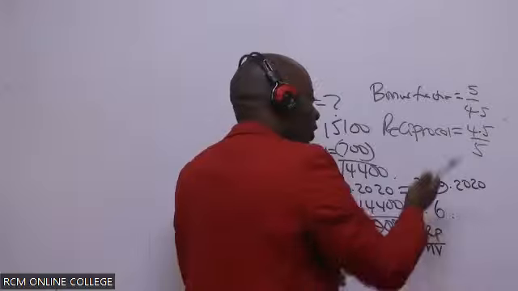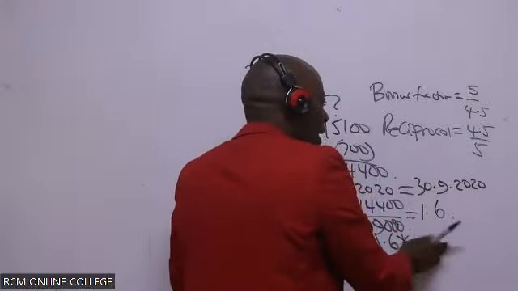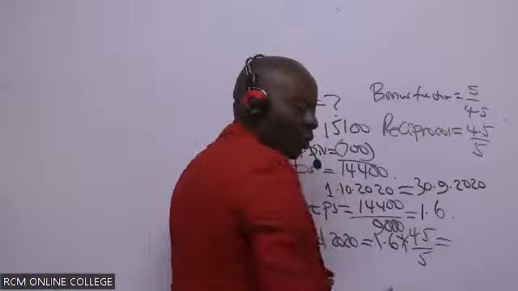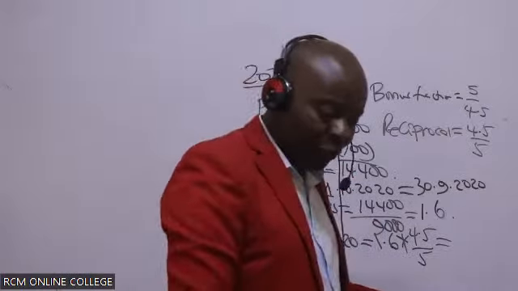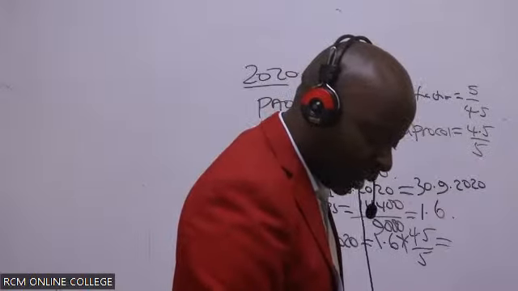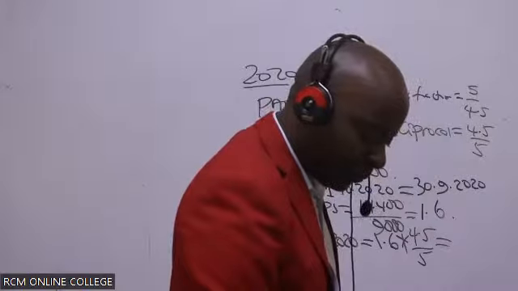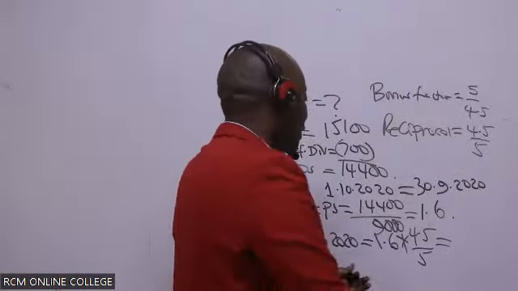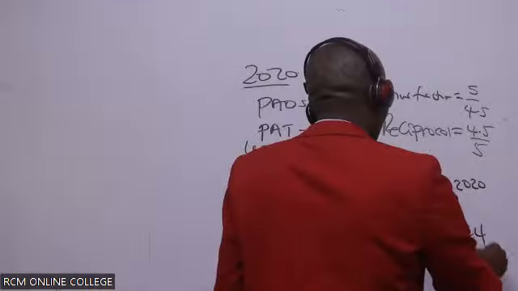So this is what you bring here. In this case, times 4.5 over 5, which will end up giving us what figure, ladies and gentlemen, for those of us who are following? The restated is 1.44. Thank you very much.